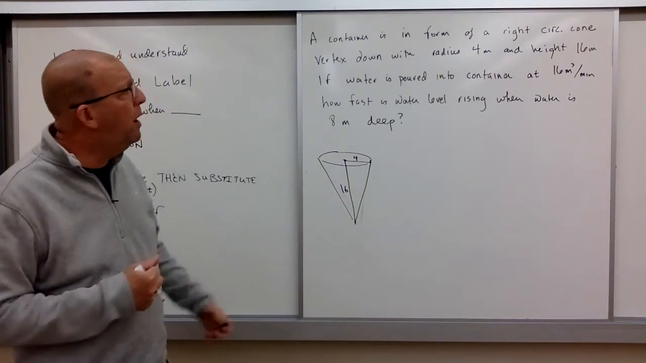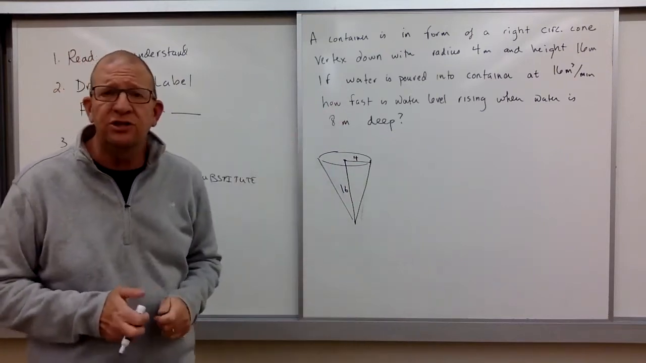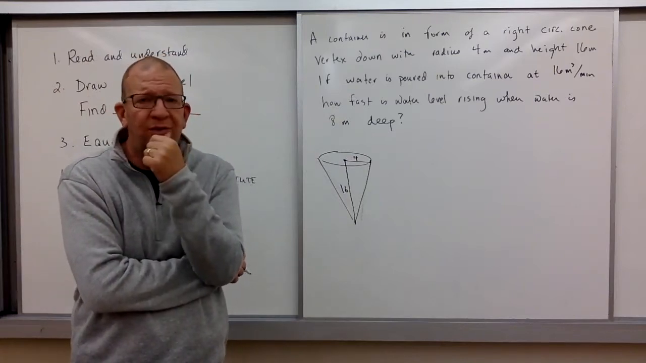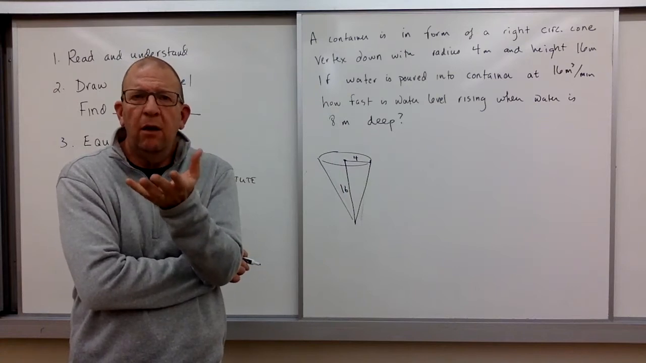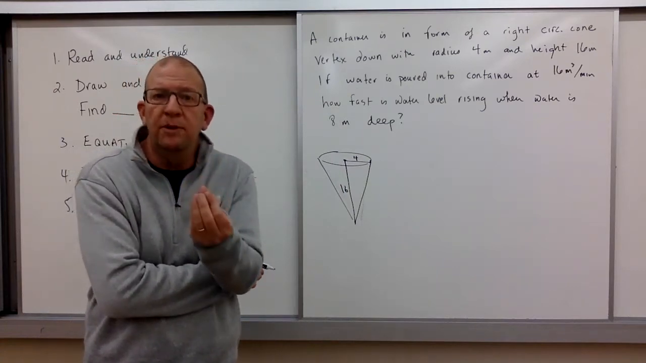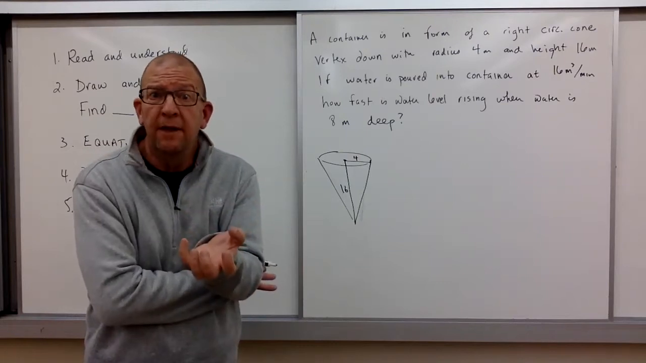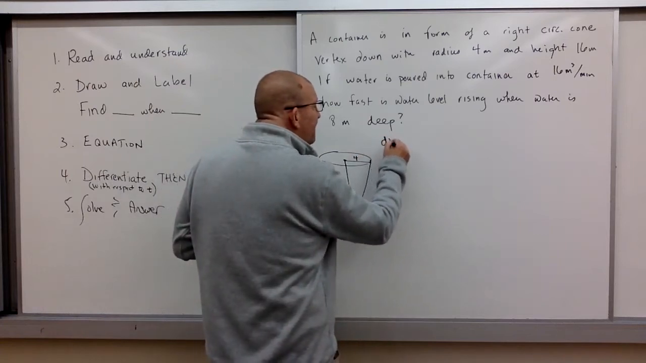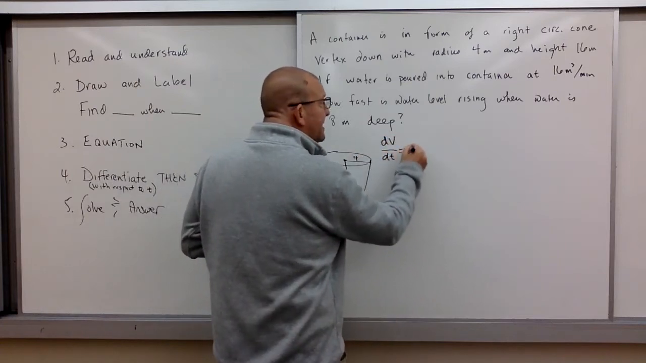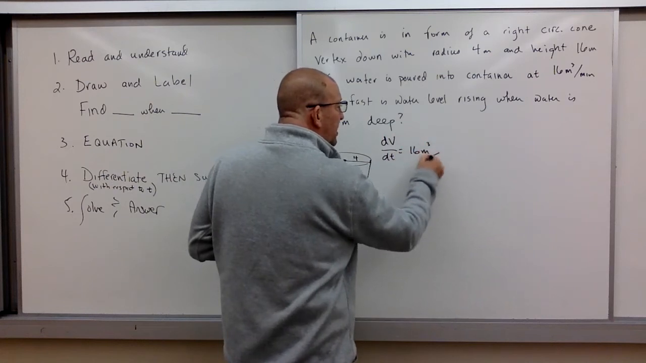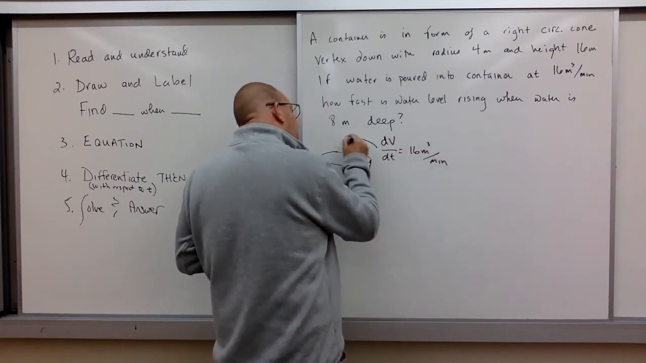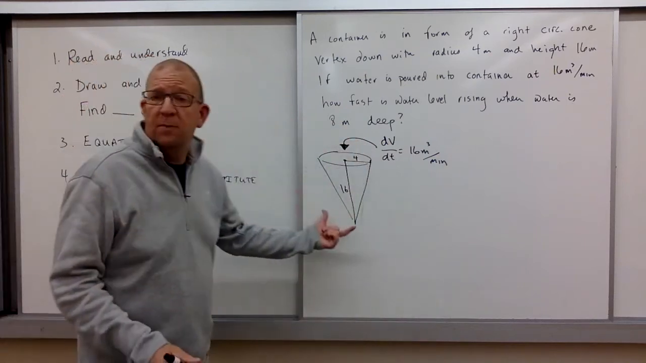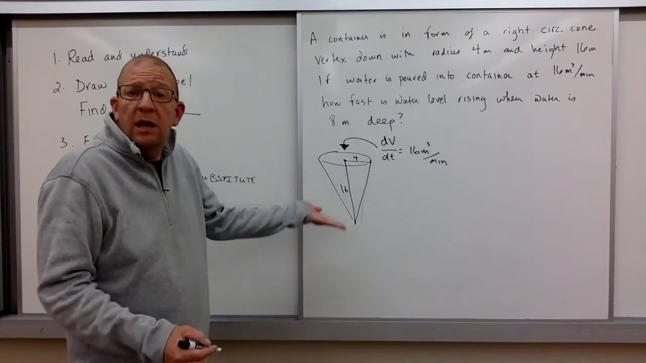All right, what do we know? Water is poured into the container at 16 meters cubed per minute. That looks like a rate. A rate would be a derivative. What is a derivative of? Oh, wait, meters cubed. What dimension is that? That's right, volume. So dV/dt is 16 meters cubed per minute. And that's water going in. Now, what happens when you pour water into the cone? The water level rises.